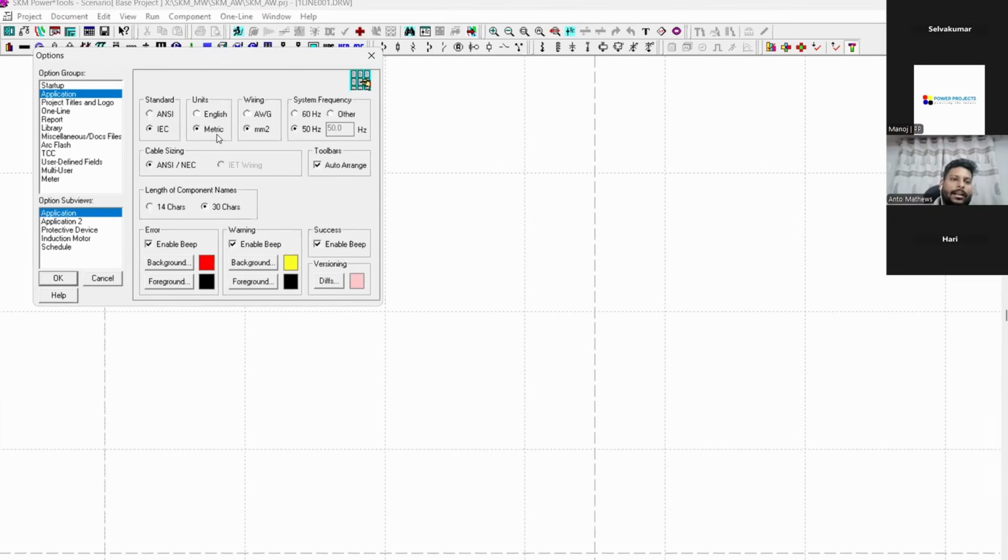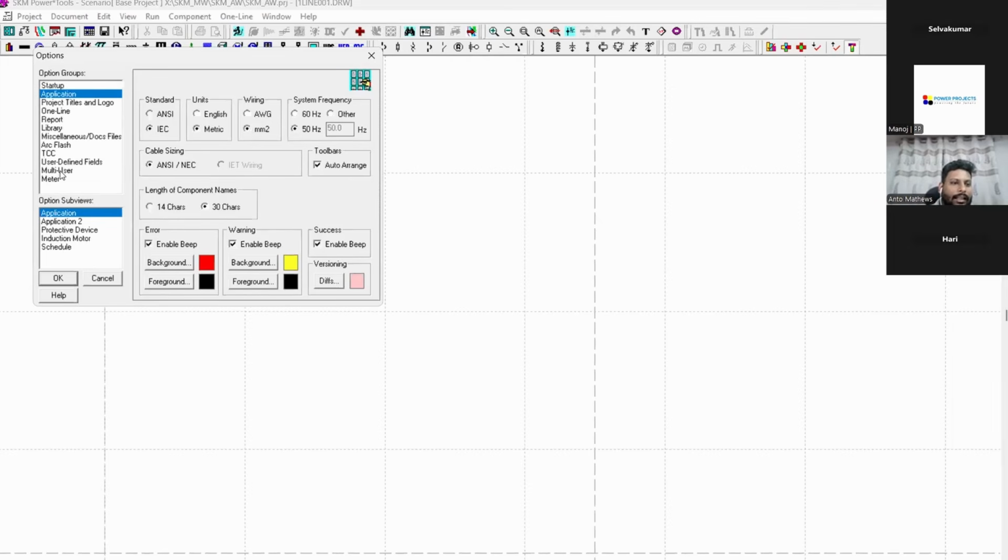The unit is metric, so that is what I am working on. For wires, there is AWG or millimeter square, and I'll be going for millimeter square. The system frequency is 50 Hz; if it is 60, we can select 60. Otherwise, there is cable sizing, and the length of the component names, which can be restricted up to 14 or extended to 30 characters.